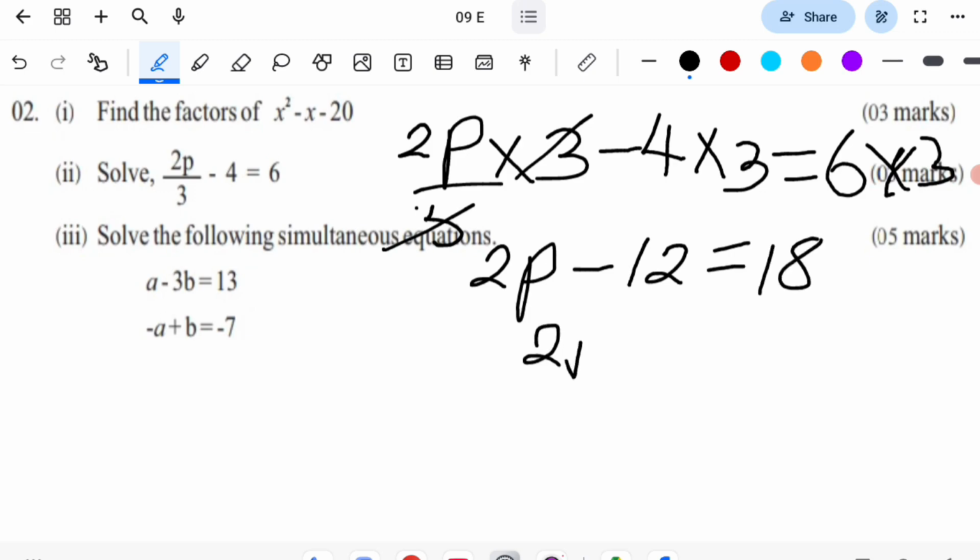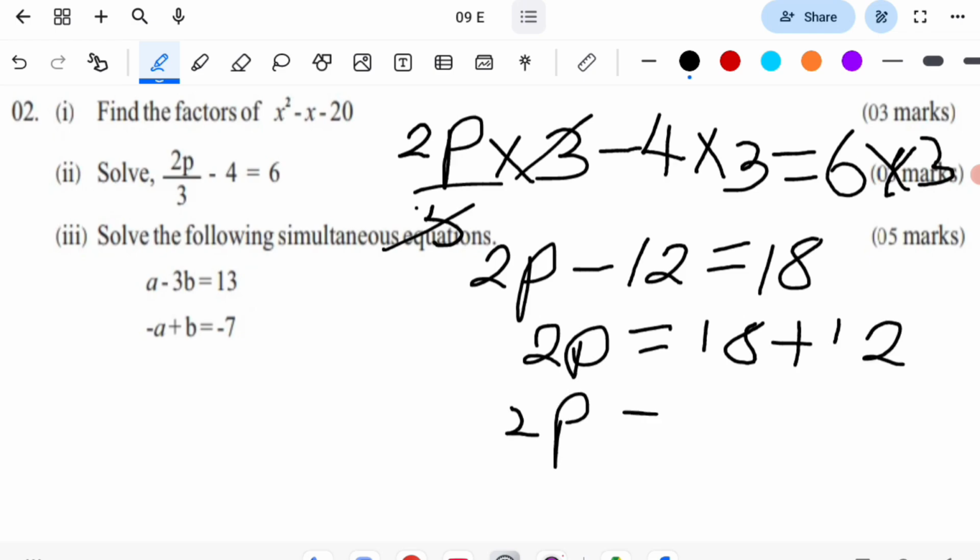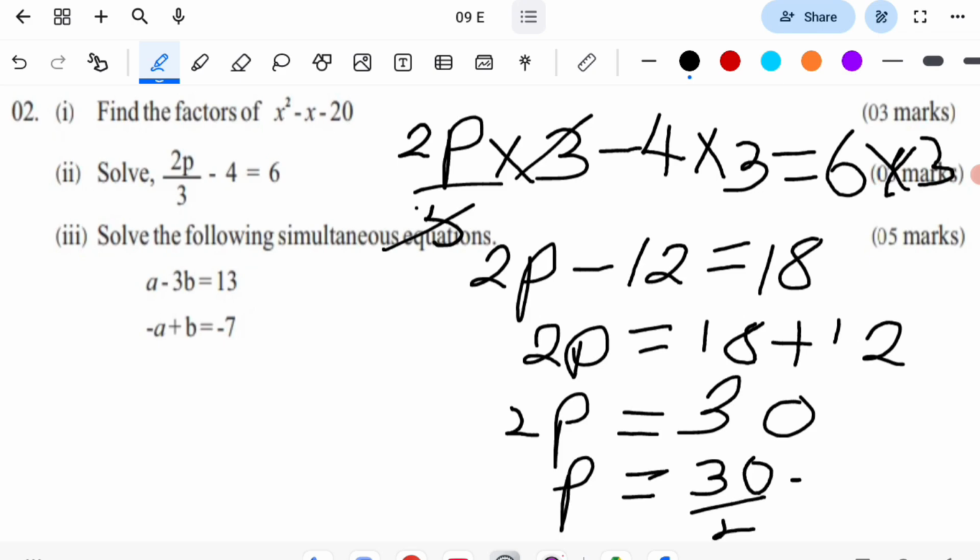Then 2p equals, we can bring minus 12 to the right hand side as plus 12 with the opposite action. 2p equals 18 plus 12, which is 30. Then we can bring multiply by 2 to the right hand side as a division. 30 divided by 2 is 15. Then 15 is the answer for the p value.